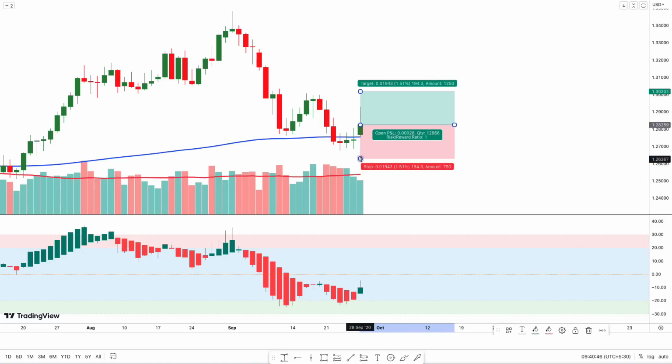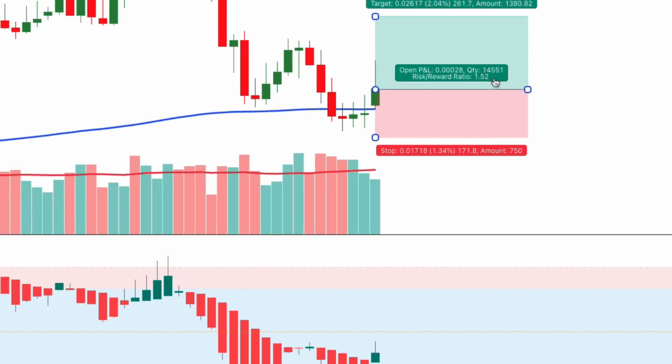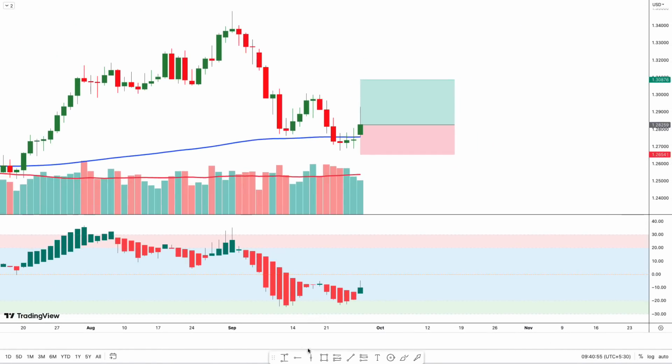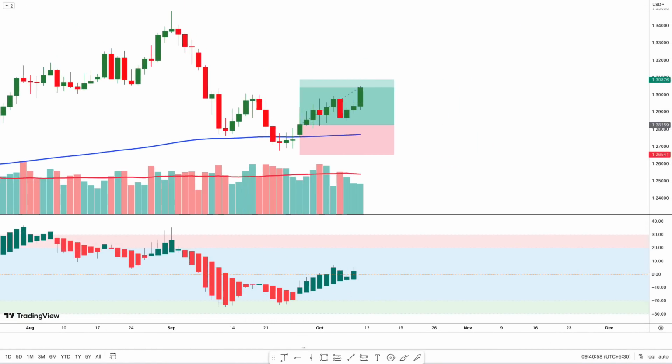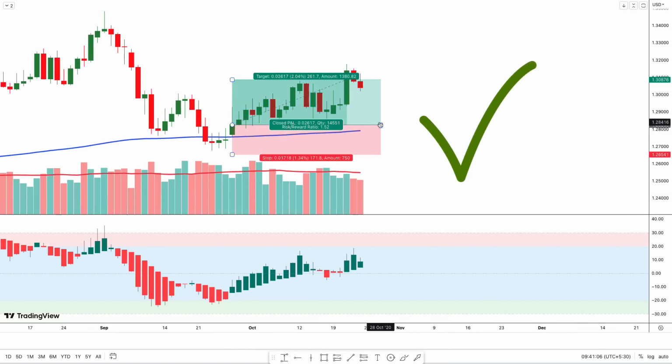We will be placing the stop loss near the recent swing low. For the take profit, our target is a 1 to 1.5 risk to reward ratio. Now, let's see how the trade plays out. This trade is running in profit, and you can see we won this trade.